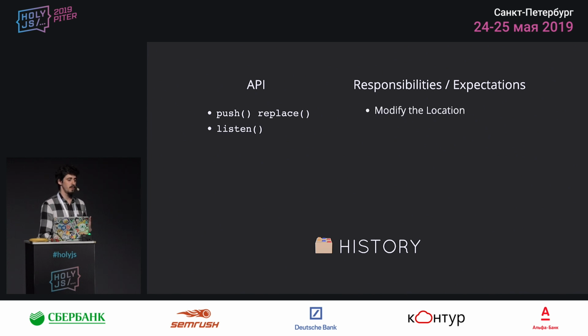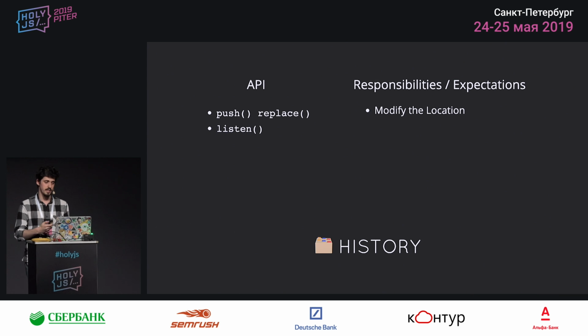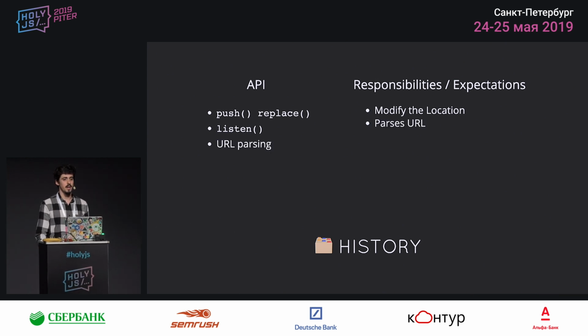For example, the history is expected to modify the location. You should be able to call a function to just change the URL, whatever it is, whatever it means for that implementation. It should handle the URL parsing. And by URL parsing, I don't mean transforming the user ID into the parameter user ID. That will be the matcher.